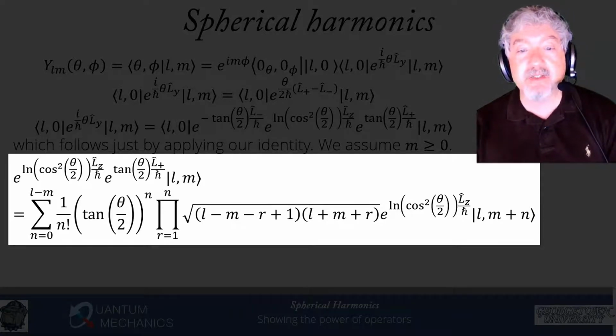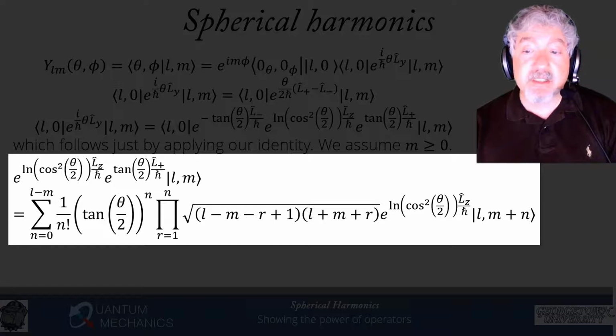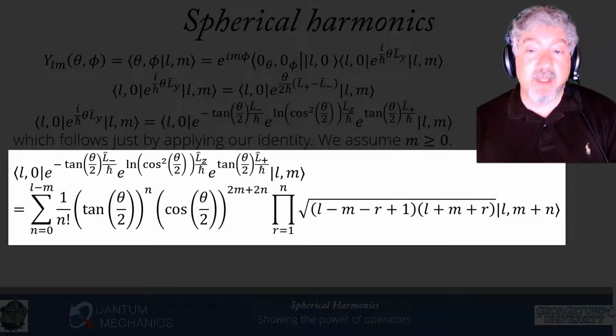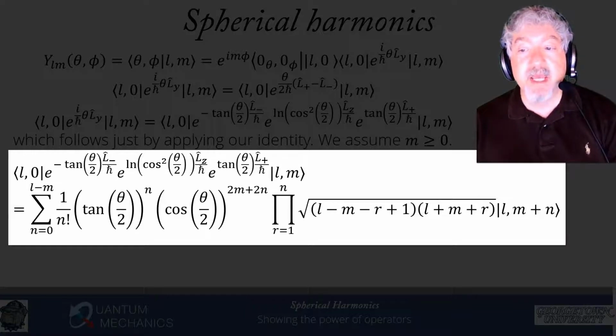That's the exponential of the logarithm of cosine squared theta over 2 times Lz over h bar. It's just an eigenstate, so the Lz over h bar just gets replaced by m plus n. So I'm going to just replace that. And now an exponential of a logarithm just becomes the argument of the logarithm. So this is going to just become cosine squared raised to the m plus n power, or cosine raised to the 2m plus 2n power. And so I write that as cosine theta over 2 to the 2m plus 2n. I still have this product of numbers that I have to worry about.